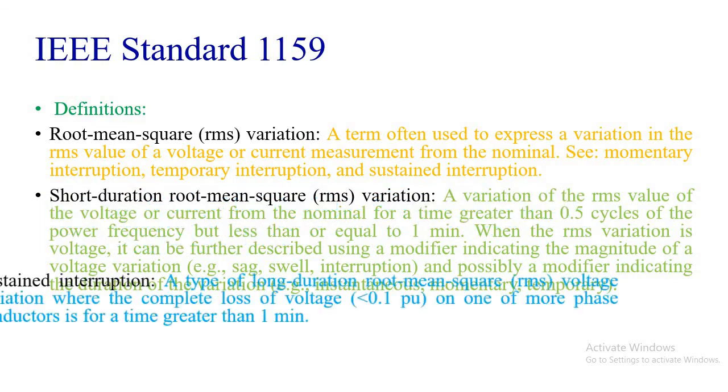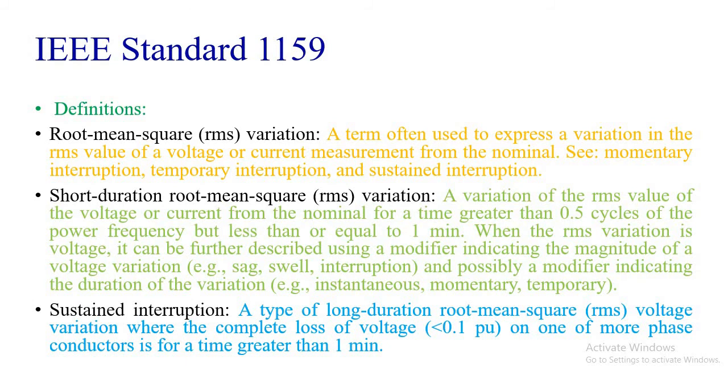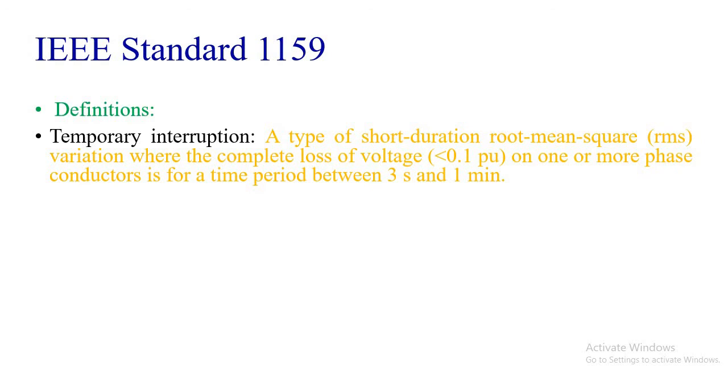So next definition is sustained interruption. It is a type of long duration RMS voltage variation where the complete loss of voltage on one or more phase conductors is for a time greater than 1 minute. Next is temporary interruption. A type of short duration RMS variation where the complete loss of voltage on one or more phase conductors is for a time period between 3 cycles and 1 minute.